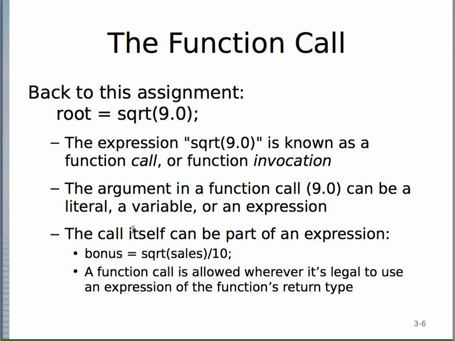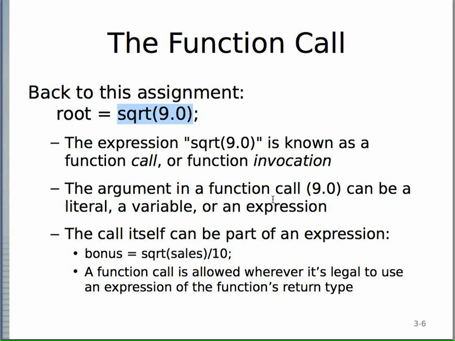So this expression, square root of 9.0, is known as a function call. So this is how we call a function. We just have the name of it, and in parentheses we put in whatever arguments it needs. Okay, so you've seen this in Java, so I don't want to spend too much time on how basic methods work.